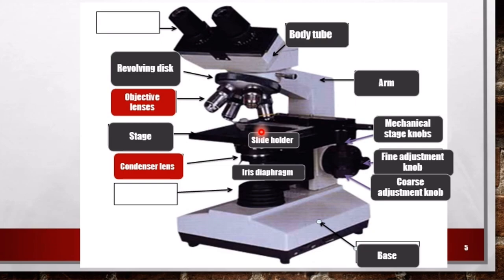The other type of the optical part is called objective lenses. They magnify the specimen and send its image to the ocular lens.